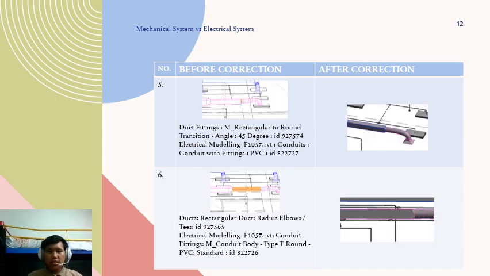Case number 5 is a conflict between the duct fitting and conduit. The solution is to change the middle elevation. And then problem number 6 is the conflict between the rectangular duct and the conduit. The solution is the same as case number 5: I just change the middle elevation from 3400 to 3600.